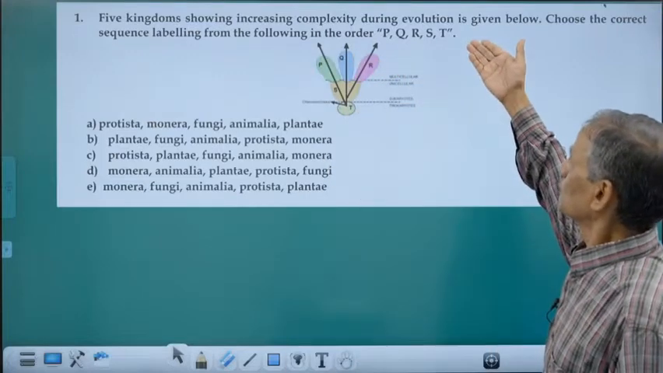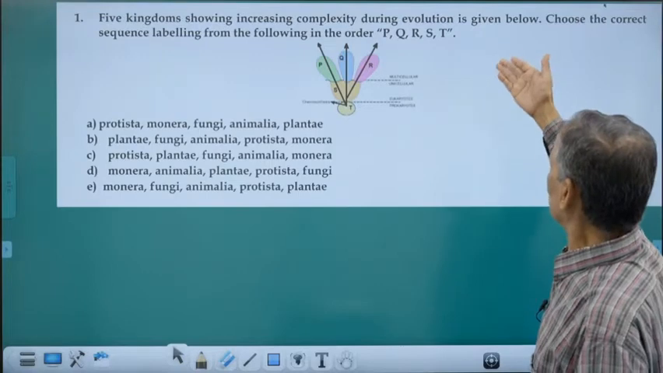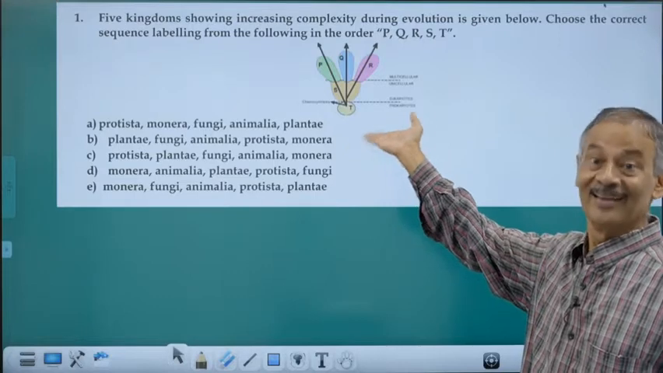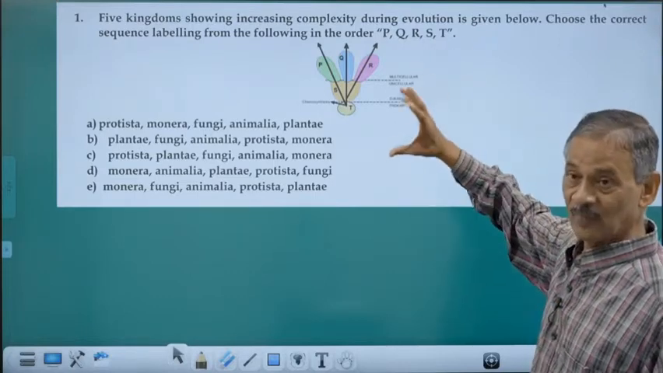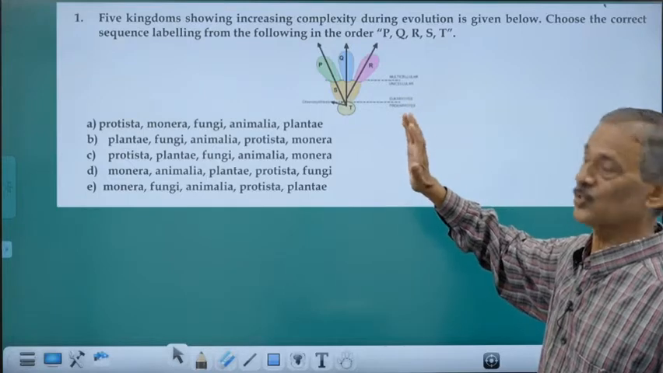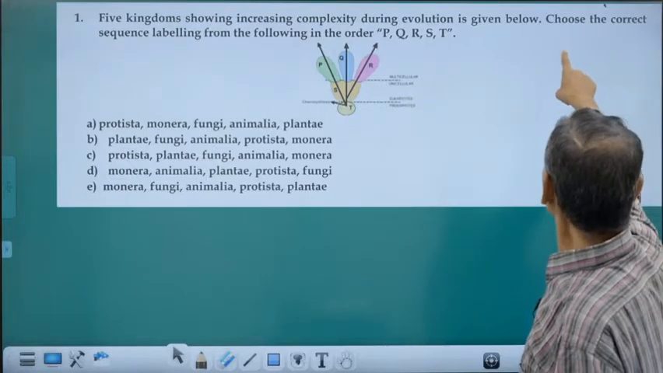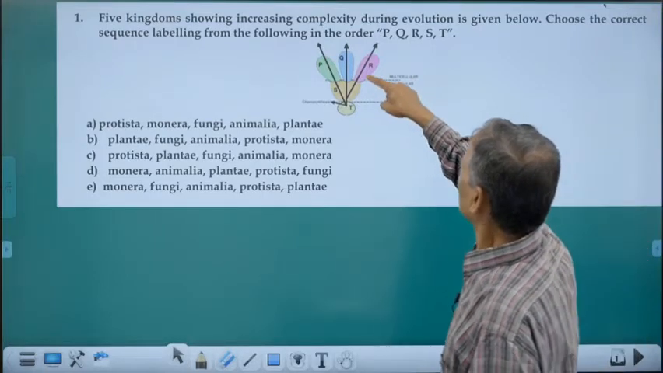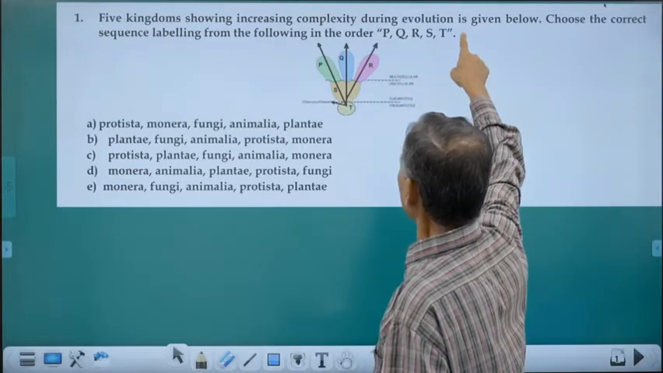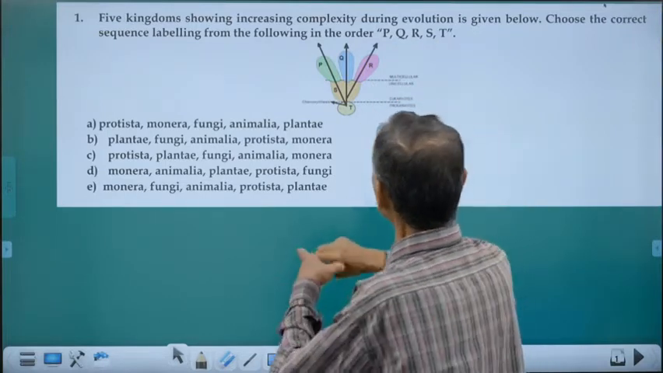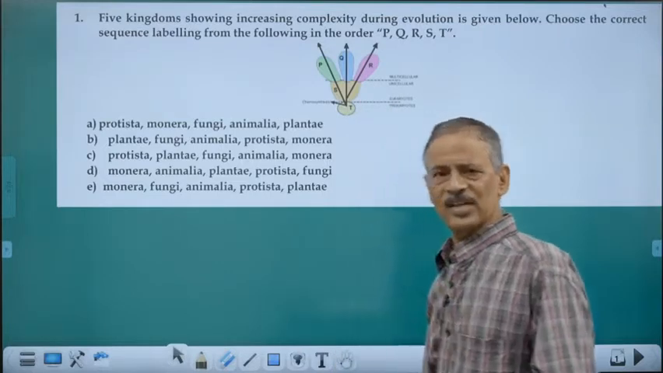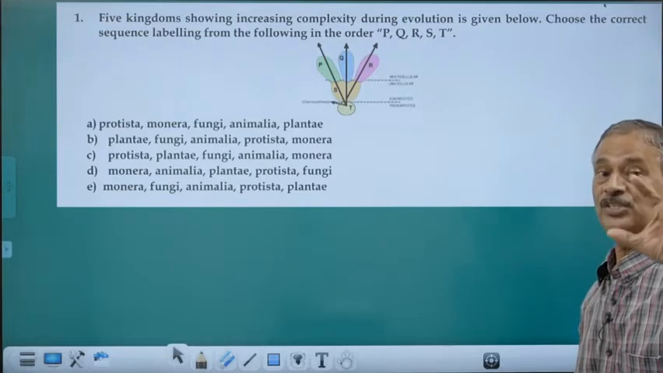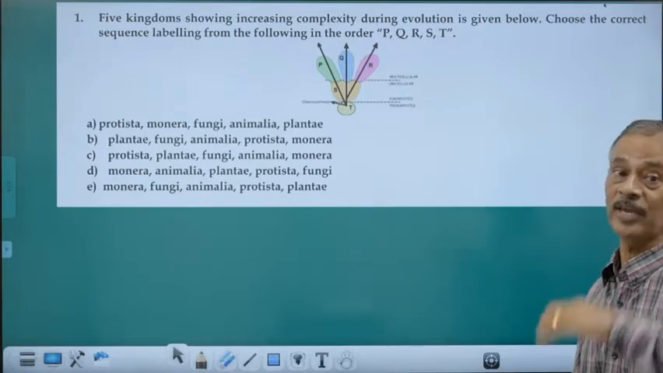Five kingdoms showing increase in complexity during evolution. This diagram is not in our NCERT book. This is the graphic representation of the five kingdom classification of Whittaker. Now choose the correct sequence labeling from P, Q, R, S and T. So understand what is this P. We understand that there are five important criteria based upon which Whittaker has made his five kingdom classification.